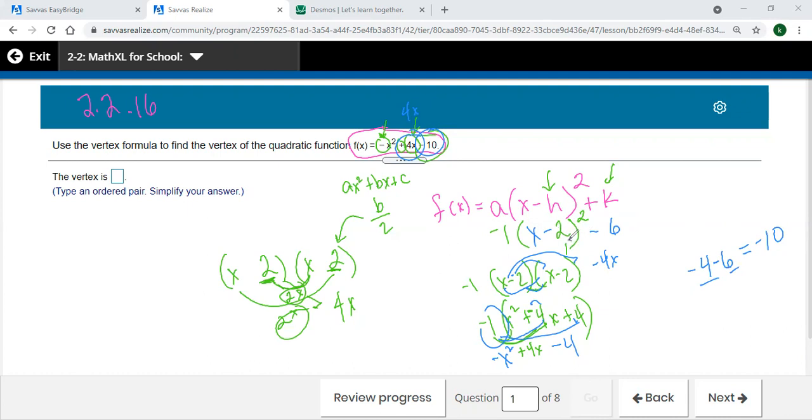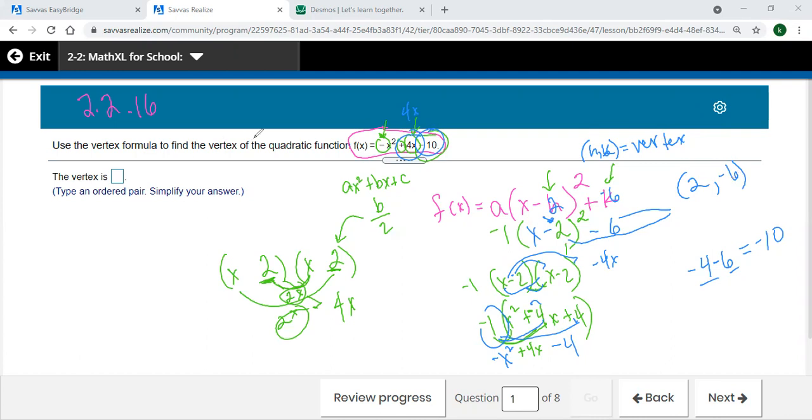So this would tell me my vertex. Remember it's the opposite on the 2 here, where I have a -2 right there. It's the opposite. So h is 2, and k is -6, and h, k is the vertex. So in this case, I would have 2, -6, but I still want to check. It's pretty easy to do. We can check this in Desmos and see if it equals the same thing.